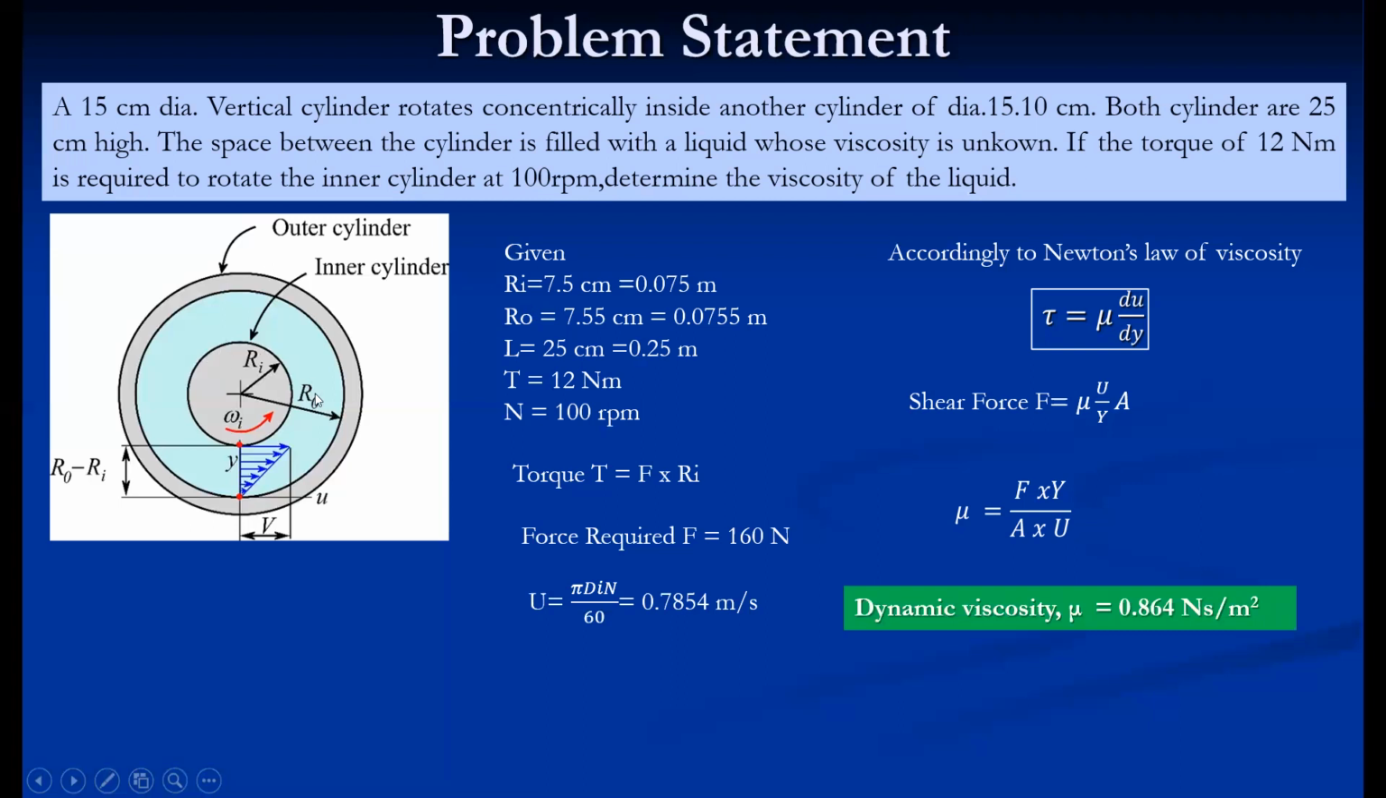And the inner cylinder is rotating. So the area which is in contact with the fluid, the area of the moving surface, is pi Di into L. That is the area required. So that way we can calculate the area. By considering this, we can calculate the dynamic viscosity, that is 0.864 Newton second per meter square. So this is numerical number one for two rotating surfaces. Practically we can relate this numerical with the working of a washing machine.